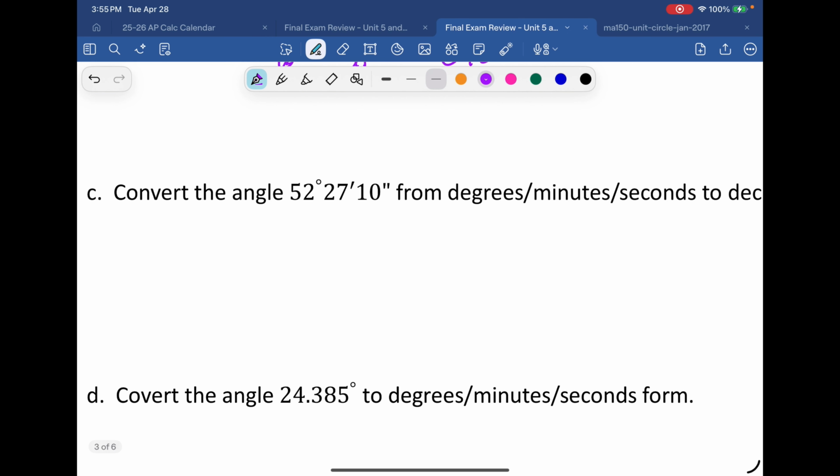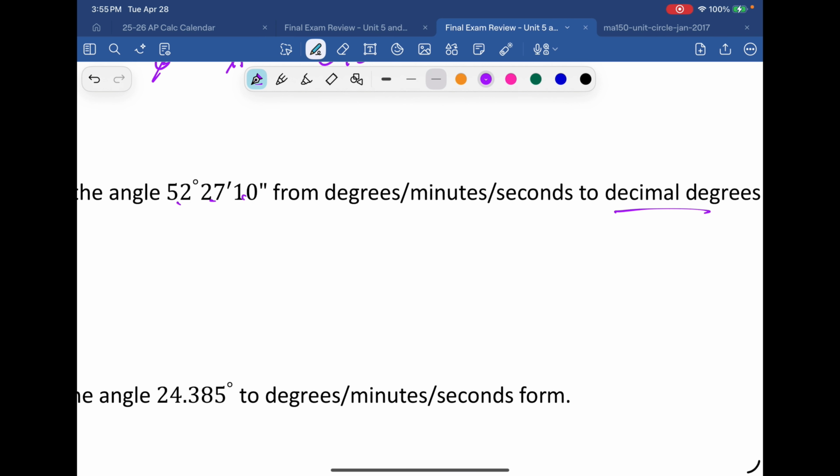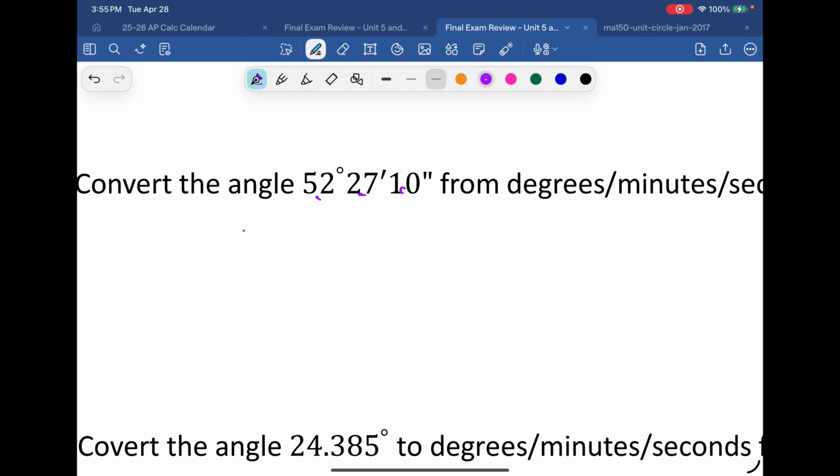Convert this, which is degrees, minutes, seconds. We want decimal degrees. So keep the whole number, keep the degrees. The minutes, 27 over 60. The seconds, 10 over 3,600. You would put that all on your calculator.